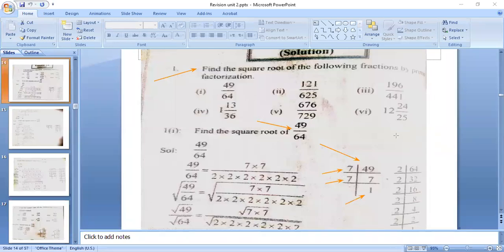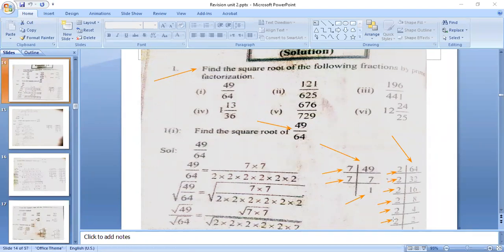Similarly, the prime factors of 64: as it is an even number, we start with 2. 2 times 32, then 32 is 2 times 16, 2 times 8, 2 times 4, and then 2 times 2. So in this way, we get the prime factors of 64 and 49.